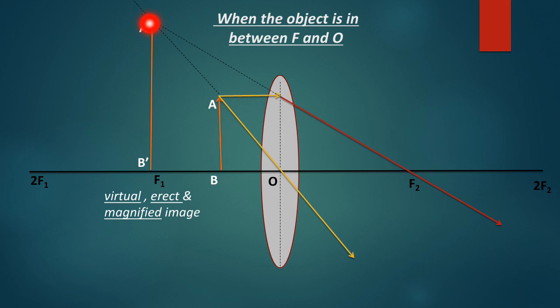and we will draw a normal on this principal axis, so we will get the image of this point B as B dash. Correct. So now what are we getting? We are getting a virtual image in the case of a convex lens, virtual and erect, and this image is a magnified image, bigger than the object. Correct. And you can see the position of the object is in between 2F1 and F1.